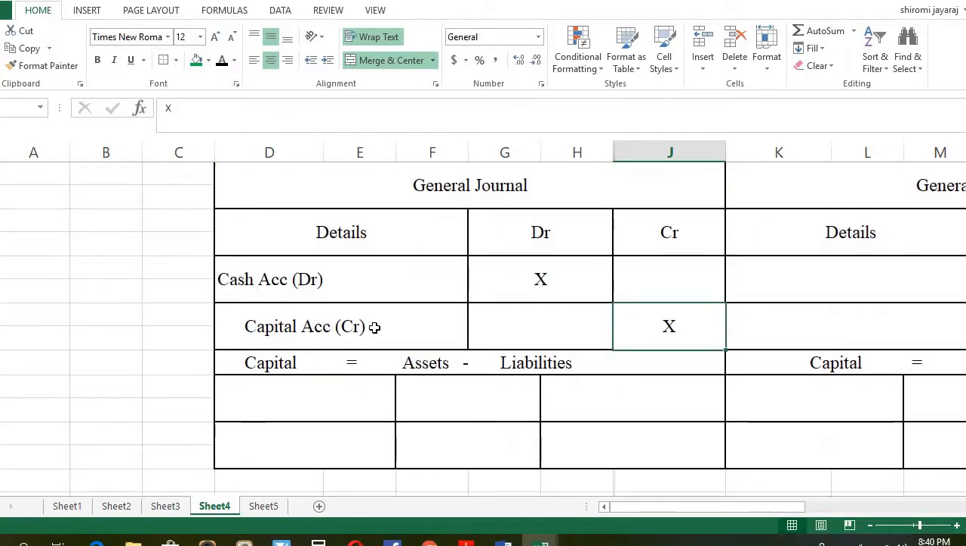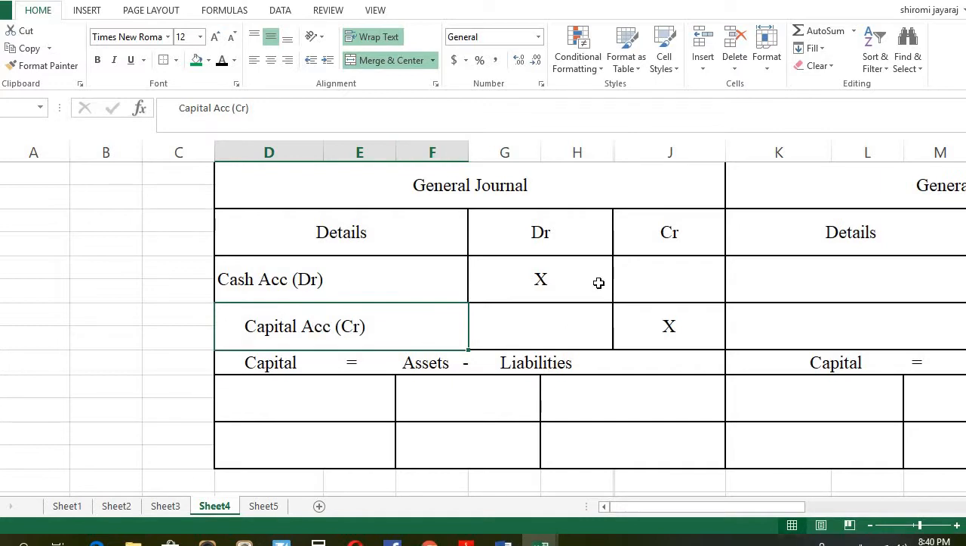Did you observe that when we entered the credit entry, we left a little bit of space in comparison to the debit entry? This is an accounting rule to differentiate the debit and the credit.